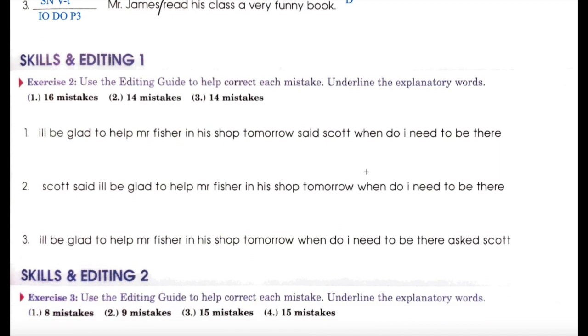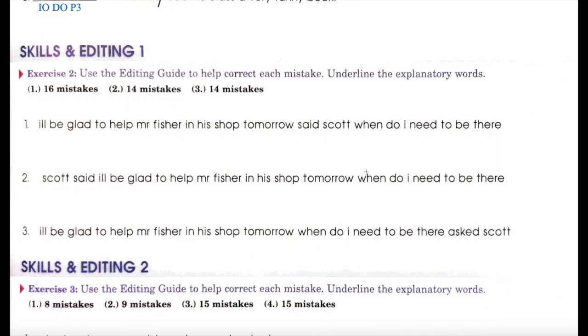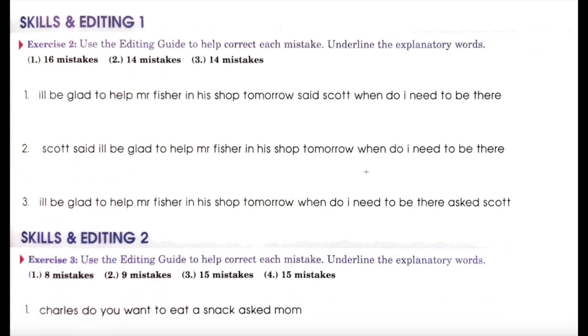Skills in editing 1, Exercise 2. Use the editing guide to help correct each mistake. Underline the explanatory words. Okay, this is what we've just been learning. Number 1: "i'll be glad to help mr fisher in his shop tomorrow said scott when do i need to be there" There are 16 mistakes in this sentence.